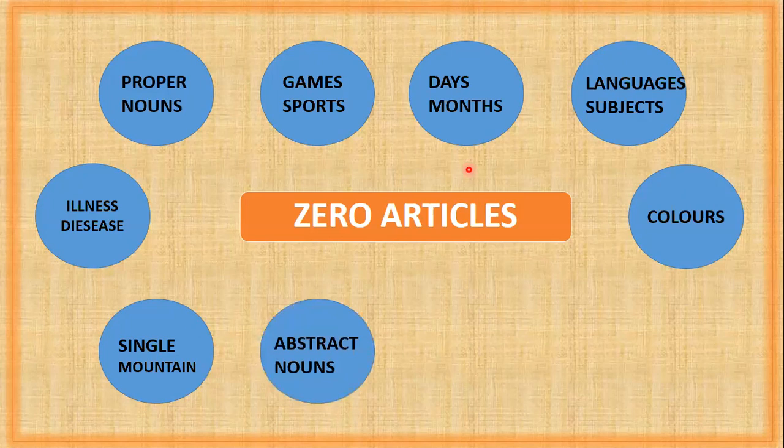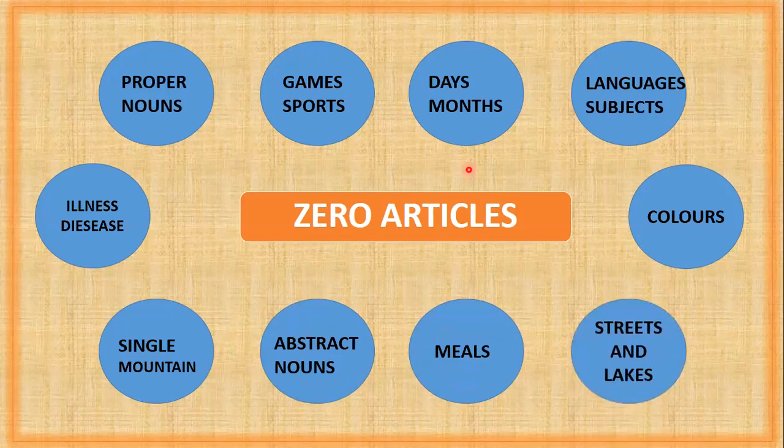Similarly, before abstract nouns, everybody loves honesty, no articles. Everybody loves kindness, no article. Similarly, before meals, let's go to have dinner, no articles in front of dinner, breakfast, lunch. Similarly, before streets and lakes, like let's meet in New Road, in front of New Road, no article.